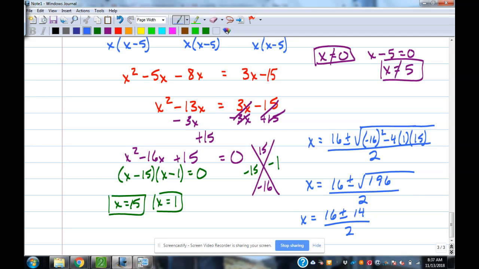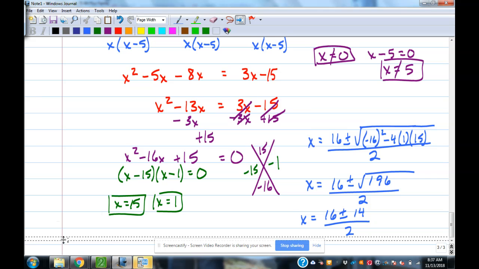Yes, sir. So why are we doing this? I'm just showing you that you could solve it either way. Factoring works, but there are sometimes when factoring doesn't work. So you need to be refreshed. Make sure you know how to do quadratic formula as well, because sometimes factoring is not an option because it doesn't work.